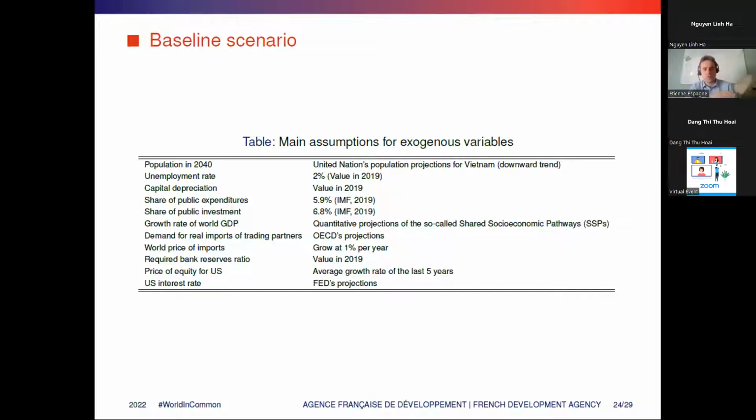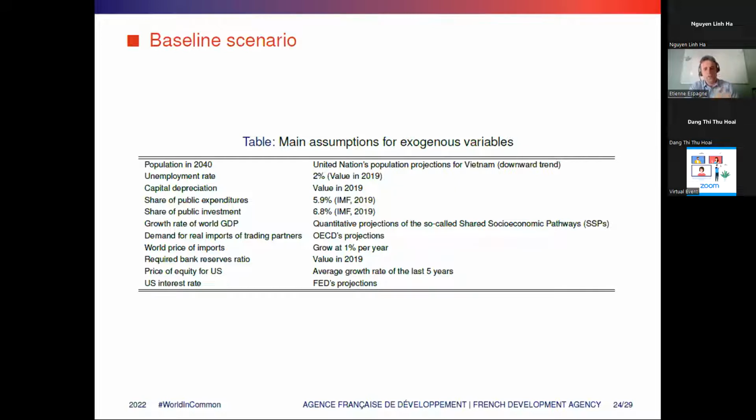So for example, on the population side, we use UN population projections for Vietnam. We keep a hypothesis of a very low unemployment rate, which is the value of 2019. We keep the same capital depreciation rate at the value of 2019. Then we use the IMF hypothesis in terms of share of public expenditures and share of public investment.